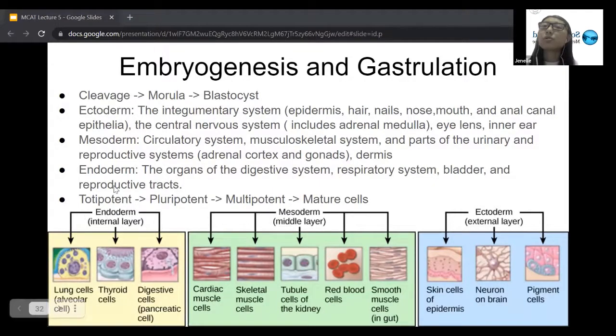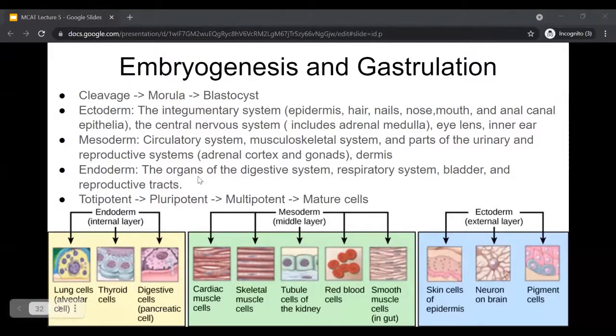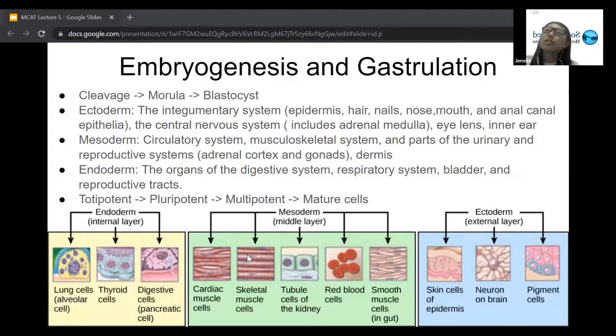Totipotent can turn into everything. Pluripotent is a little bit more specific in the sense that they would only be within a particular system or area or layer. And then multipotent is more specific, and mature cells have exactly the function they will perform.